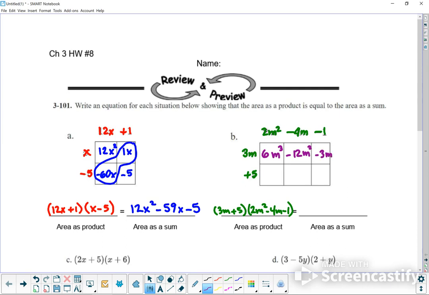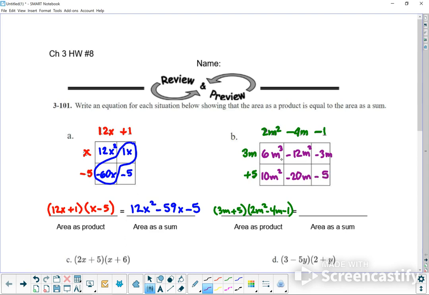5 times 2m squared. 5 times 2 is 10, and then you have an m squared. 5 times negative 4m. So 5 times negative 4 is negative 20, and then you have the m. 5 times negative 1 is negative 5.